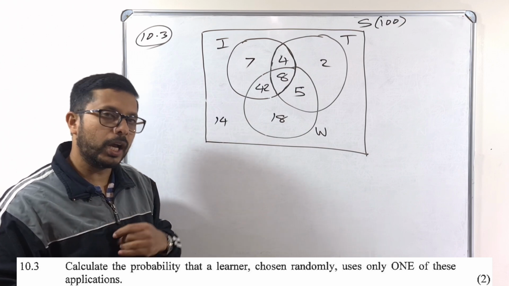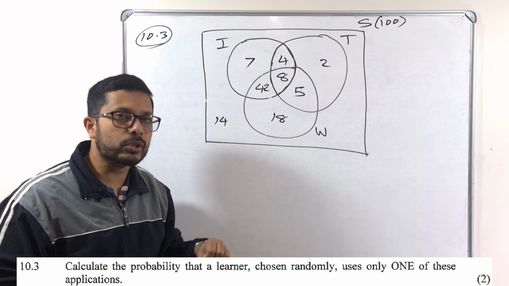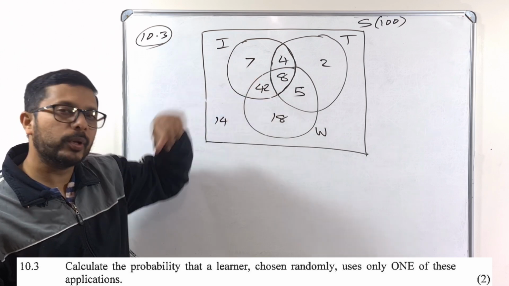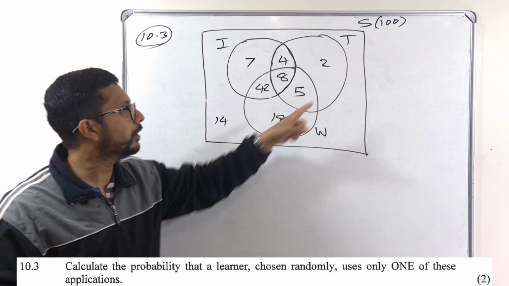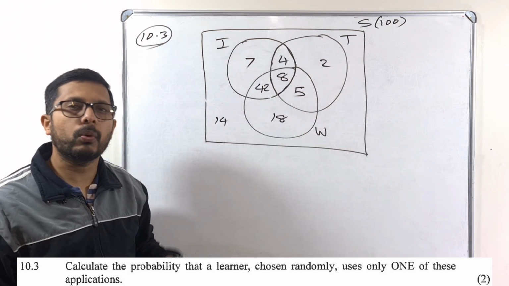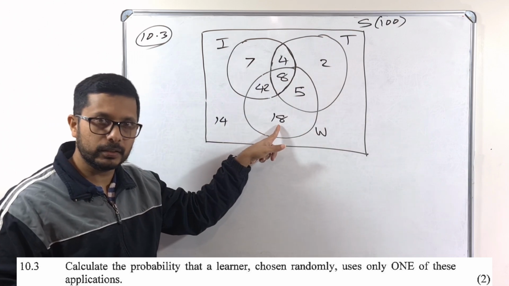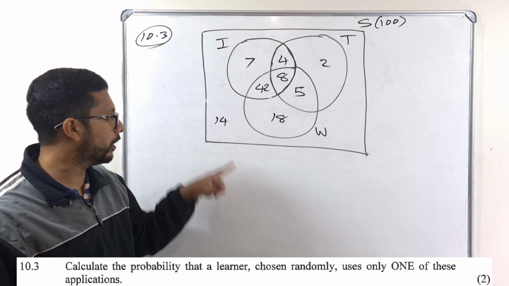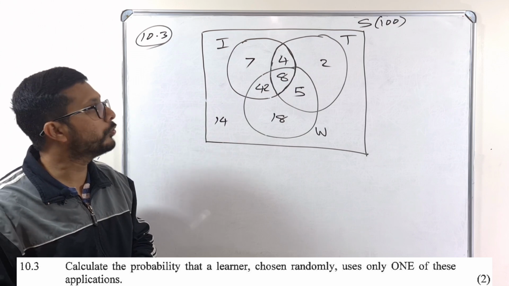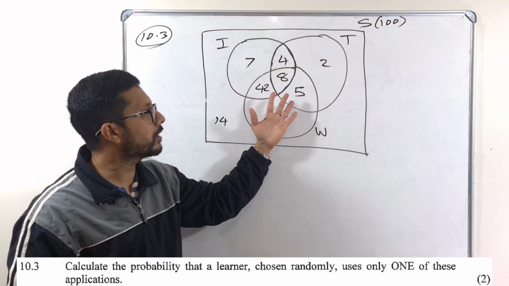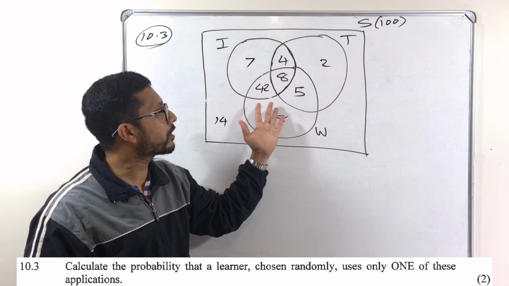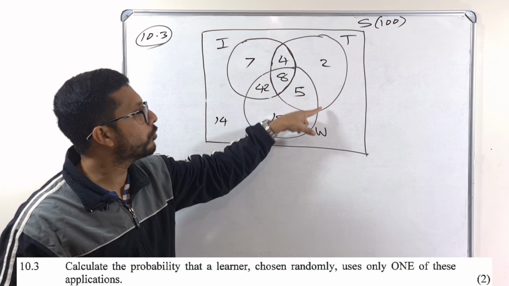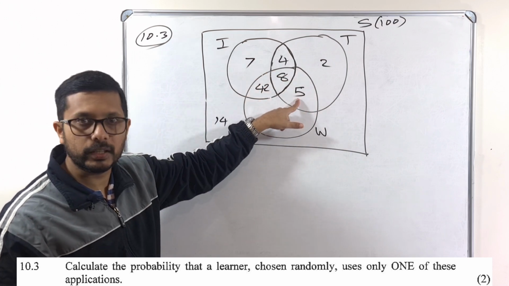Now my question, how many people are using only Instagram? Only Instagram. These 7. Am I right? How many people are using only Twitter? These 2. How many people are using only WhatsApp? This 18. Do you understand? How many people are not using any of these social media? Once more, 14. How many people are using Twitter and WhatsApp? Twitter circle is this, WhatsApp circle is this. This portion is common for Twitter and WhatsApp. That means 8 plus 5, that is 13.